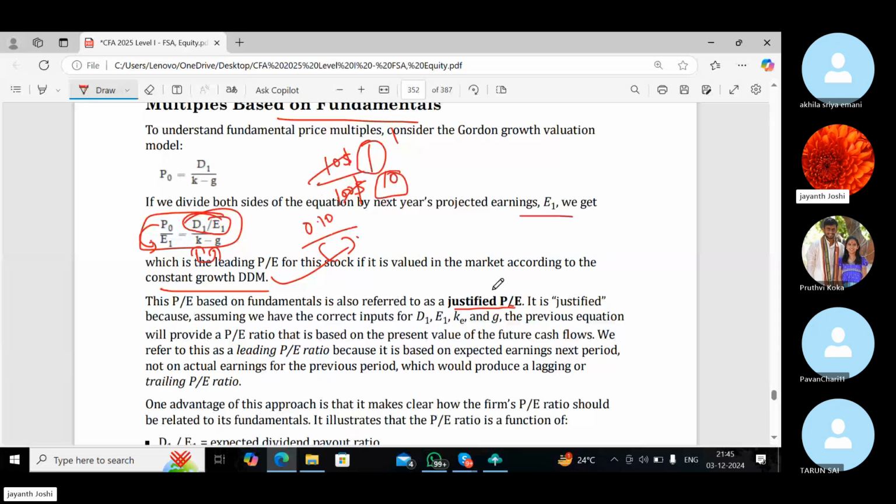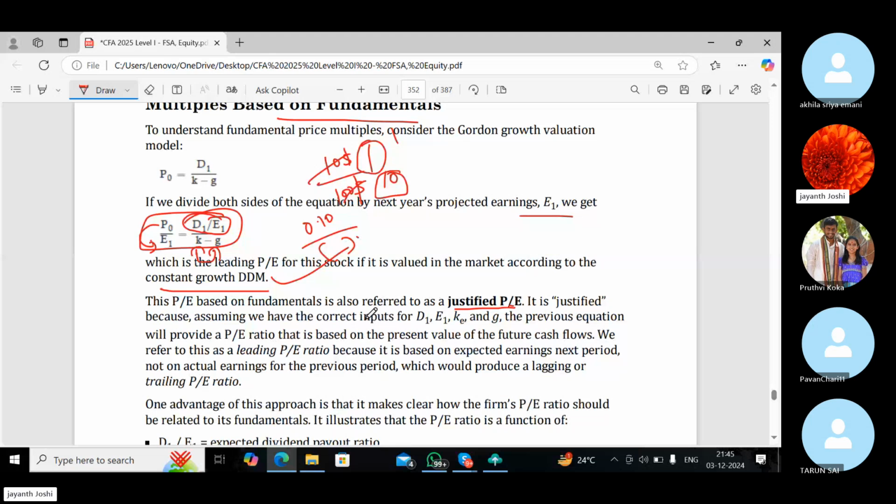Why justified PE? It is justified because, assuming we have the correct inputs for dividend, next earnings, the discount factor and the growth, the previous equation will provide a PE ratio that is based on the present value of future cash flows. As I said, here you have the future cash flow in the form of dividends and earnings. You are taking the ratio of that, so you are discounting it, and then you are getting some value here. You cross multiply earnings, you get the price of the stock.